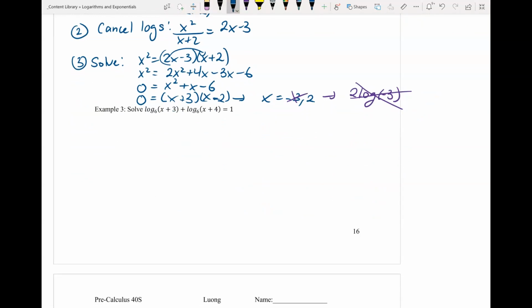Moving on to example 3. Again, the first thing we're going to do is combine our logs. On our left-hand side, we can combine using the product rule. And then I'm going to simplify the inside of our logarithm. So we have x plus 3 times x plus 4, which is x squared plus 7x plus 12.